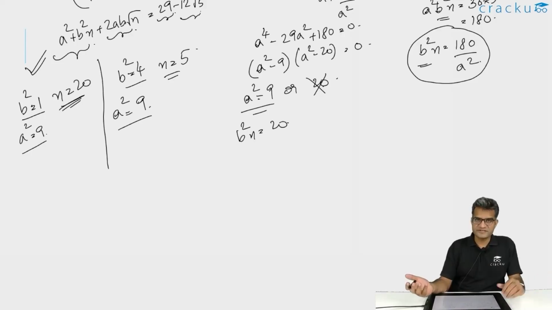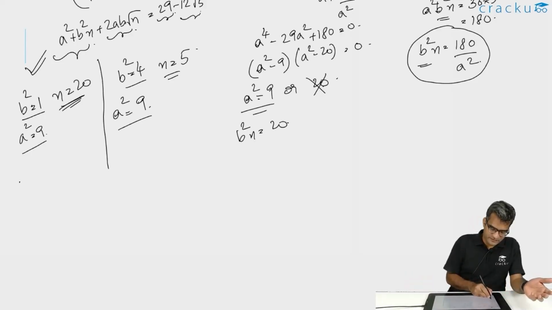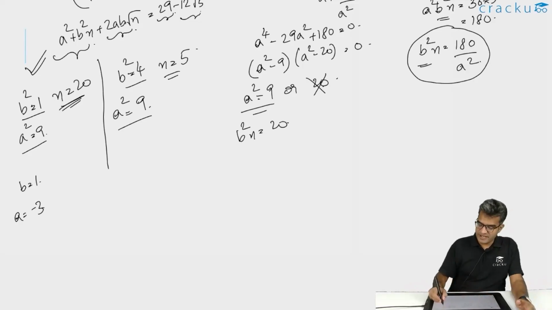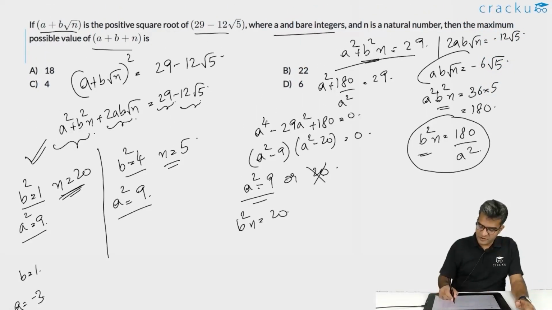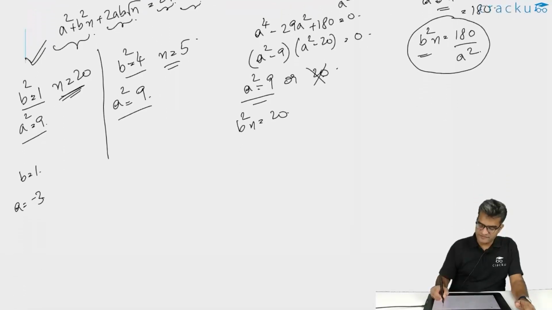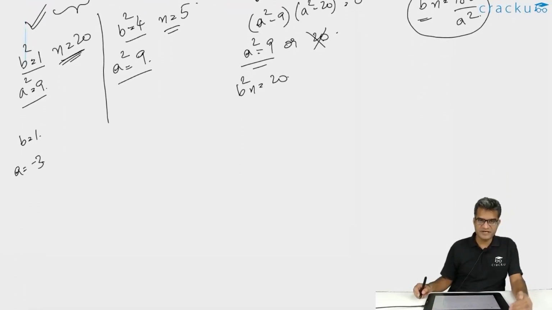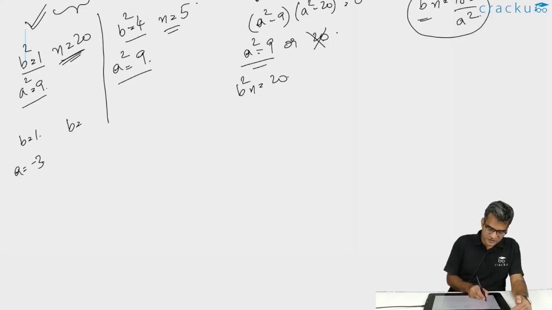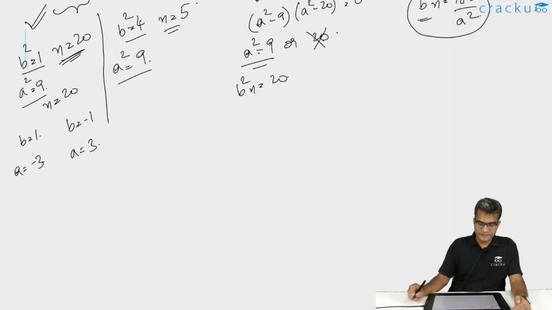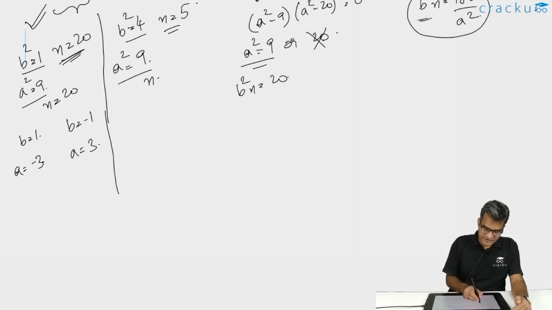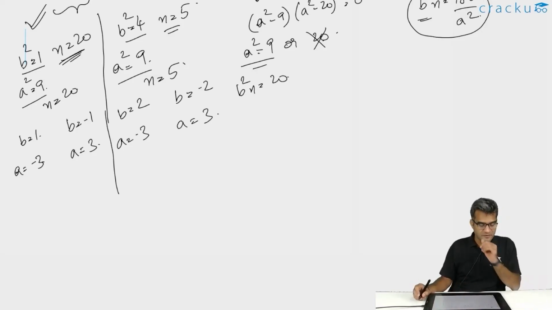Let us solve the 4 cases. The 4 cases are either b is 1 and a is minus 3, because we want a into b to be negative. ab root n is minus 6 root 5. So if a is positive, b is negative. So either b is 1, a is minus 3, or b is minus 1 and a is 3. n is equal to 20. In this particular case, n is equal to 5 and either b is 2 and a is minus 3, or b is minus 2 and a is 3, because we want a into b to be negative.